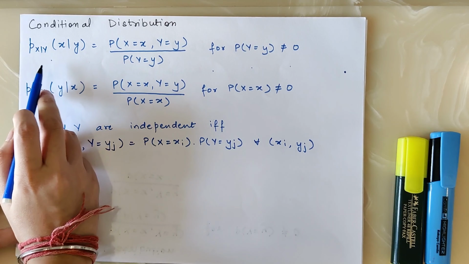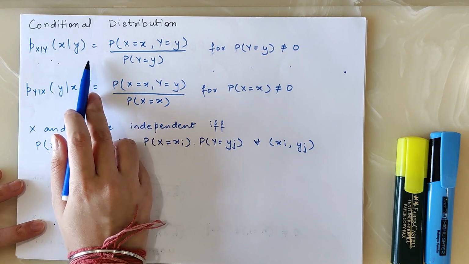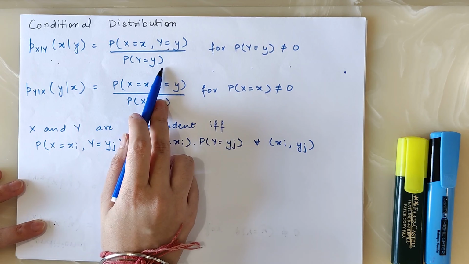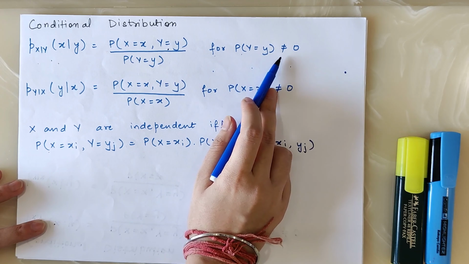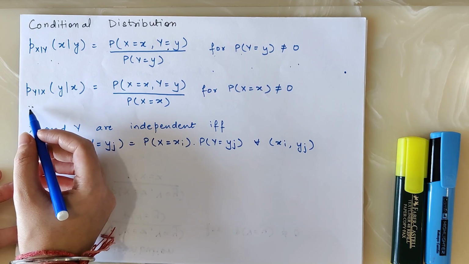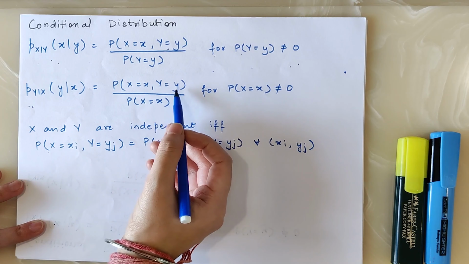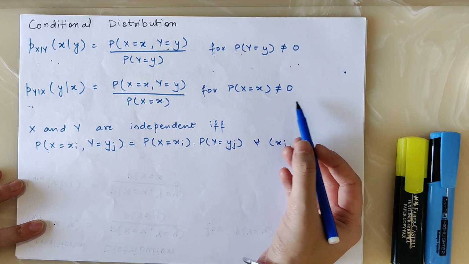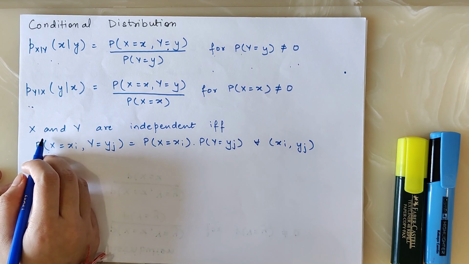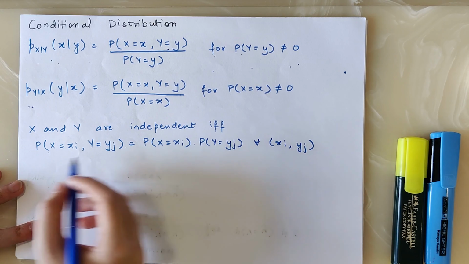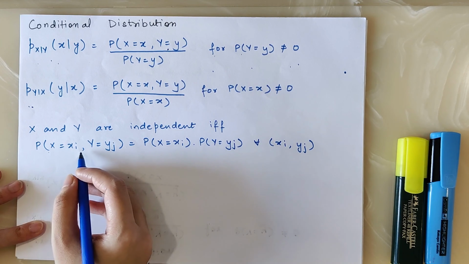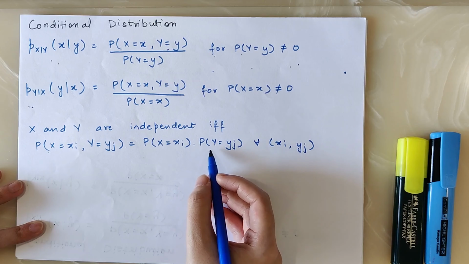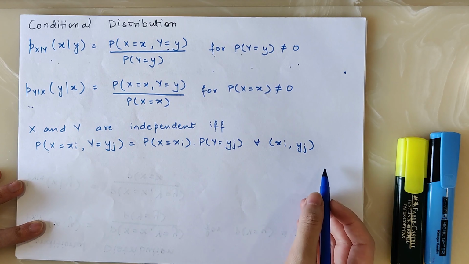The conditional distribution of x given y is given by the joint probability of x and y upon probability y is equal to y, for p of y not equal to 0, and the conditional distribution for y given x is given by the joint probability upon probability x is equal to x, for probability x is equal to x not equal to 0. Now we can say that x and y are independent if and only if probability x is equal to xi and y is equal to yj is equal to probability x is equal to xi times probability y is equal to yj for every xi and yj.